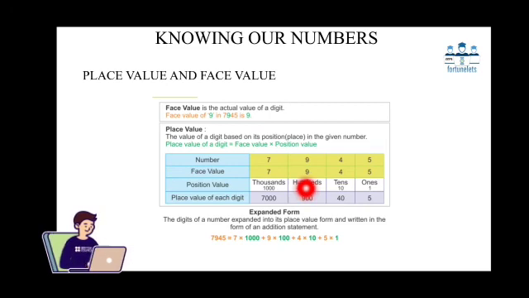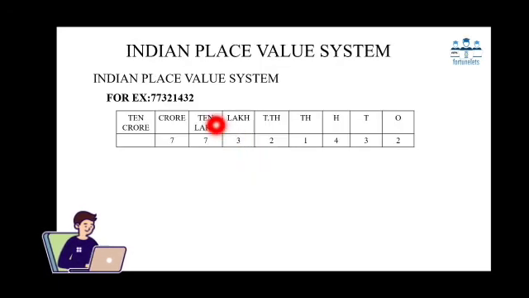Now let's see what is face value. The face value of each digit in a number is the same as the digit itself. For example, 7945. The face value of 7 is 7. So far you have learnt about the place value system. Now let's learn about the Indian place value system.